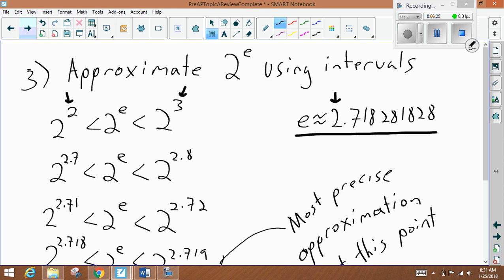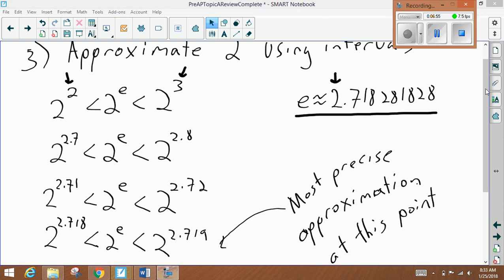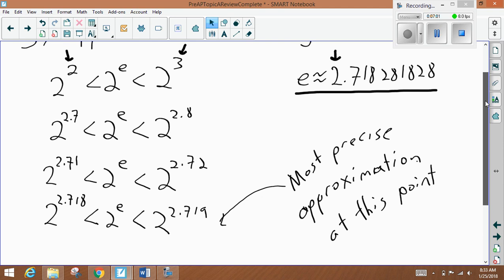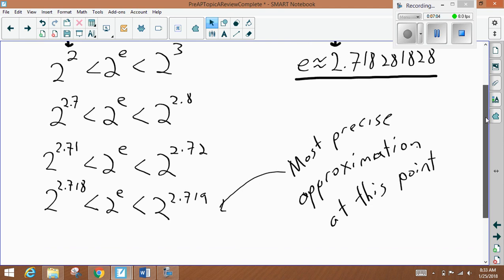It is definitely the case that e is between 2.7 and 2.8, right? Because all this other stuff in here is in between 2.7 and 2.8. If you're thinking about it in terms of like a number line, that's kind of the way I envision these things. So as we get further and further out, decimal-wise, we wind up with a more precise approximation. Okay.